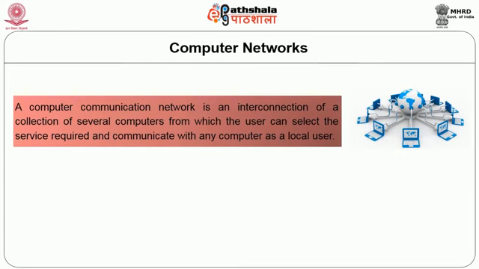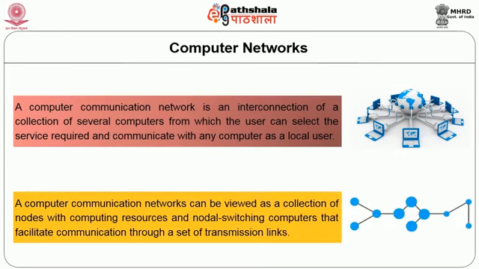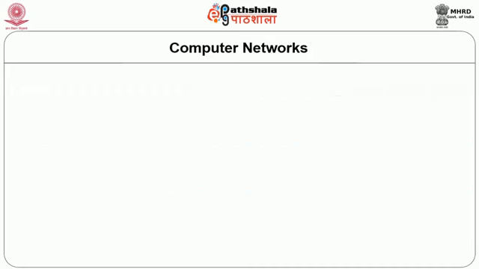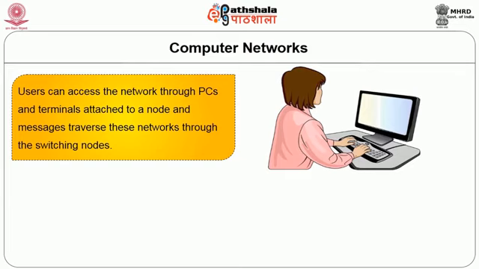Computer networking can be defined as a group of interconnected systems sharing resources and interacting using a shared communication link. Communication networks can be viewed as a collection of nodes with computing resources and nodal switching computers that facilitate communication through a set of transmission links. Users can access the network through PCs and terminals attached to a node, and messages traverse these networks through the switching nodes.